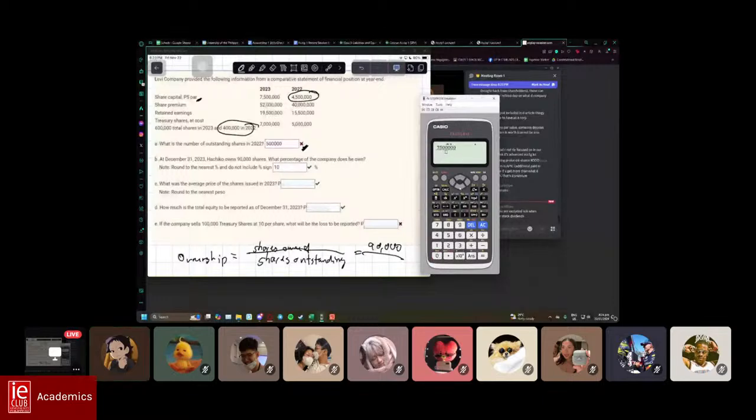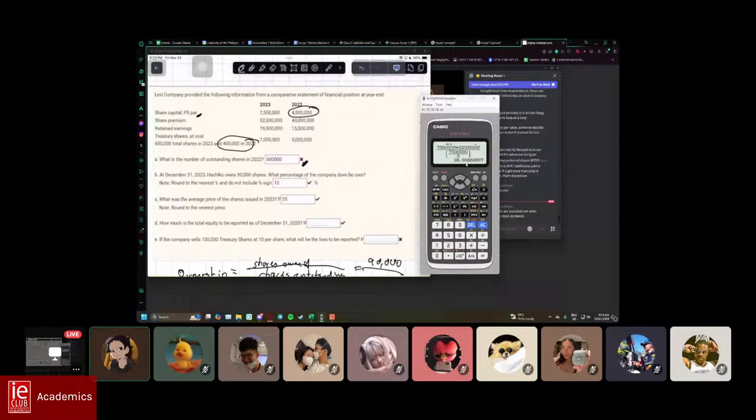7,500,000 plus 52 million, 1, 2, 3, 4, 5, 6, all over 7,500,000 over 5, which is the issued shares for 2023. So 39.6, which is 40 pesos. Huh? Guys. Issued in 2023.